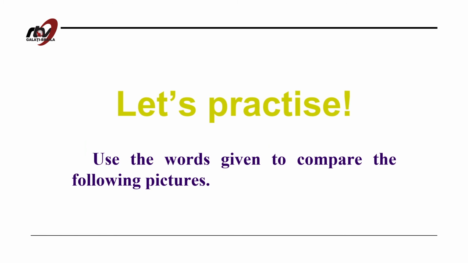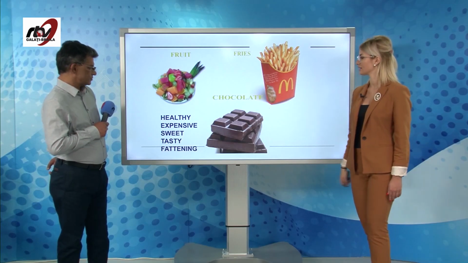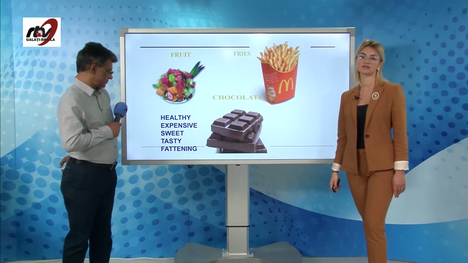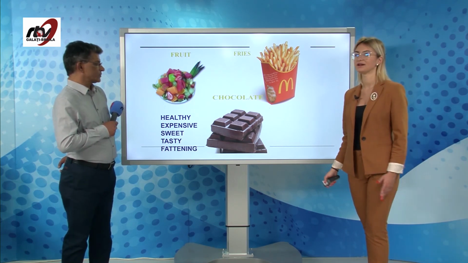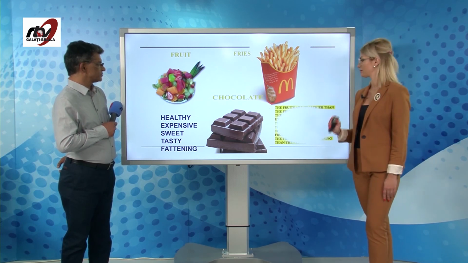Now we're going to use some words to make comparisons as well. We can notice here 3 pictures. We have some fruits, fries and chocolate, and some adjectives: healthy, expensive, sweet, tasty, and fattening. And let's see what comparisons we can make between them.